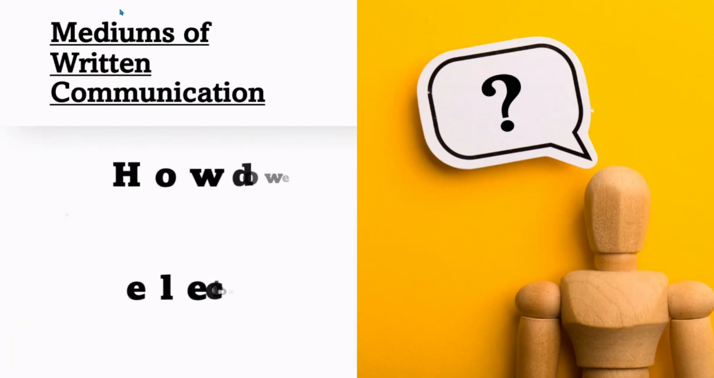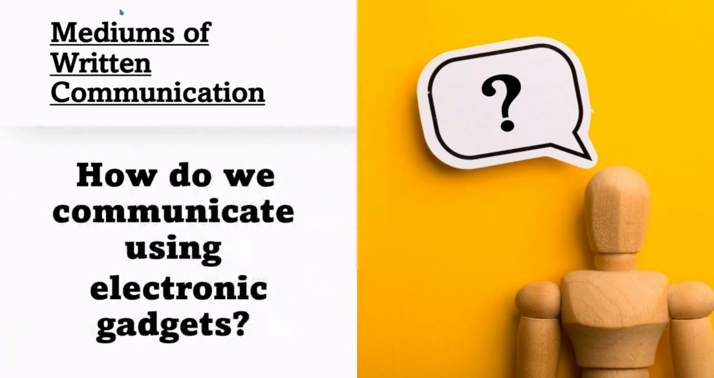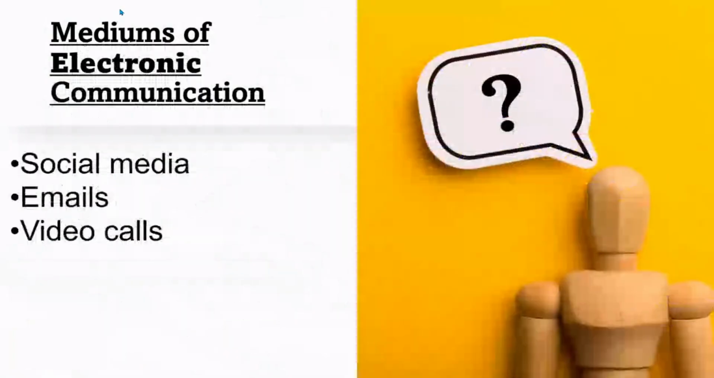How do we communicate using electronic gadgets? We can head over to our social media platforms. We can send an email or we can use video calls. All of these require our electronic gadgets, and they also require the use of internet in order for us to pass information from one person to the next.